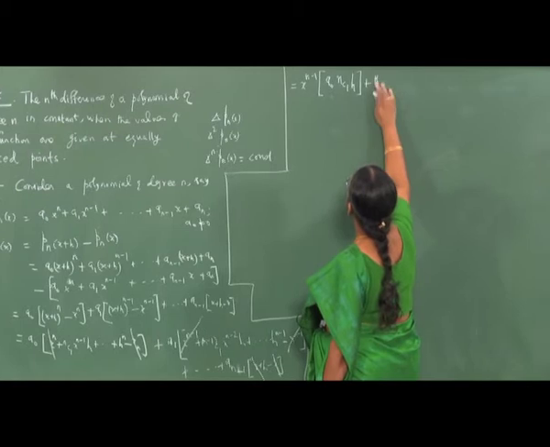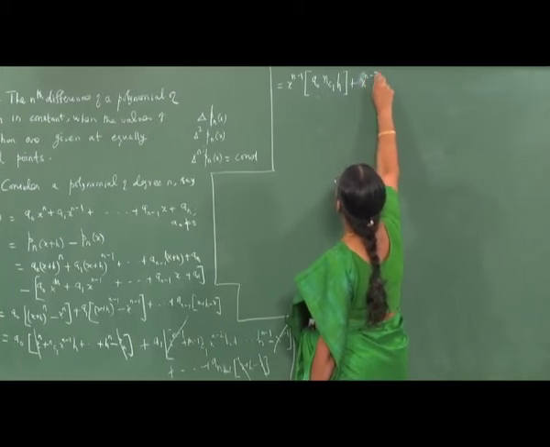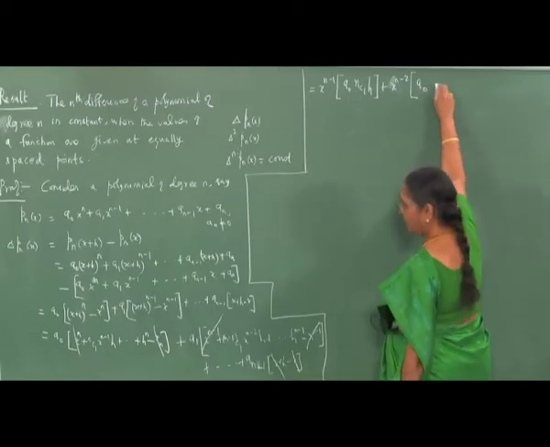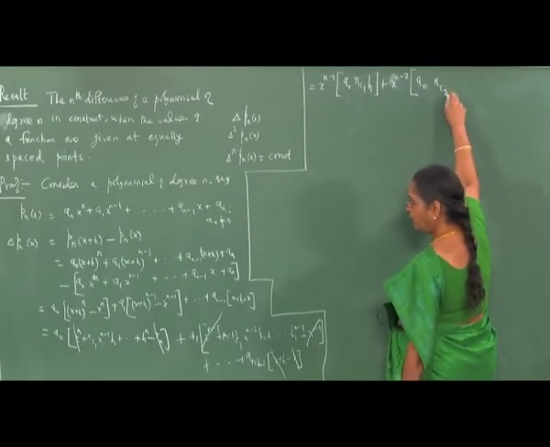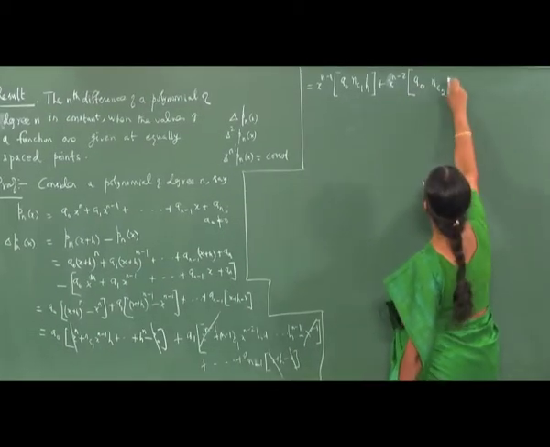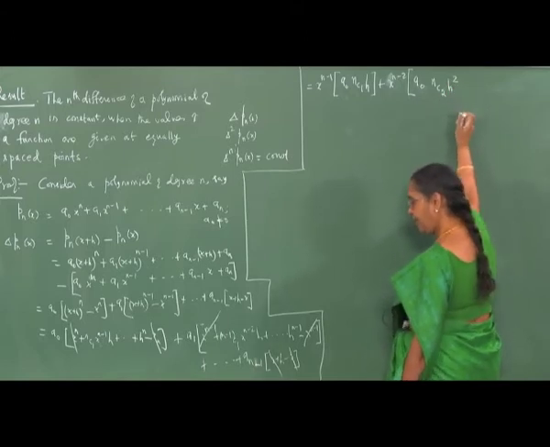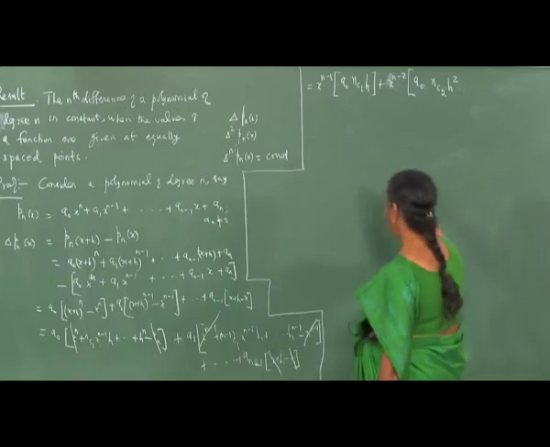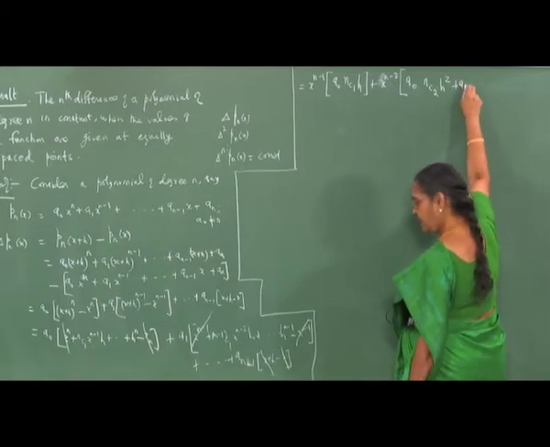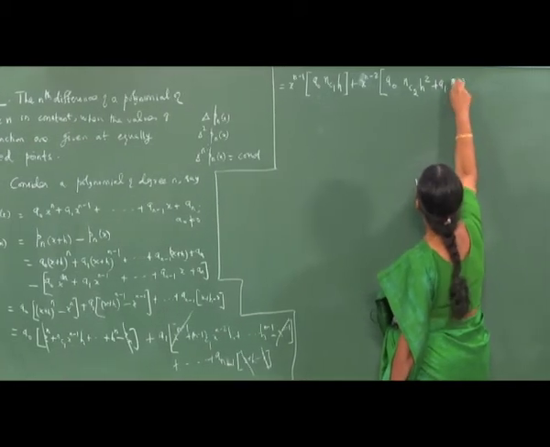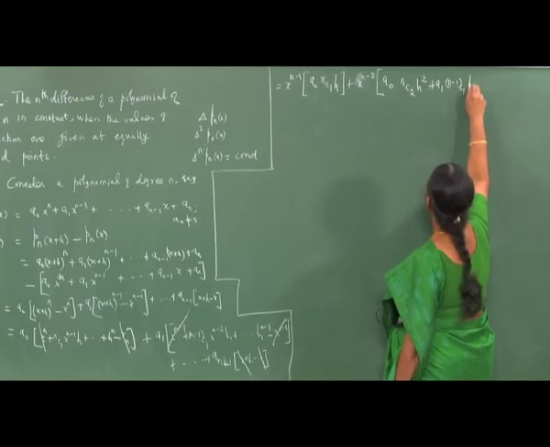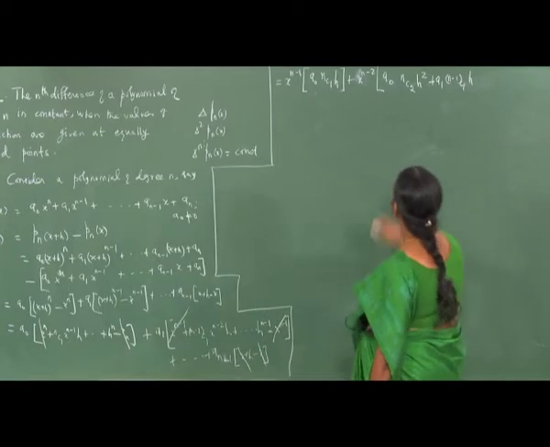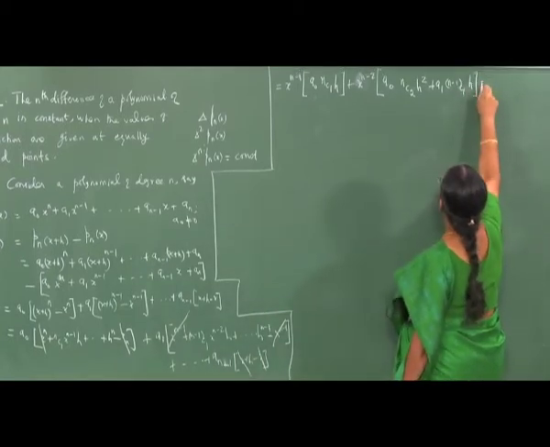So, let us collect x to the power of n minus 2 term, a naught into nc2 x power n minus 2 into h square. And you also have a x power n minus 2 term coming from here, which is a1 n minus 1 c1 into h. You do not have x power n minus 2 terms anywhere else.